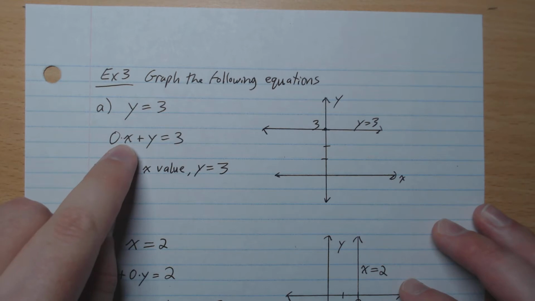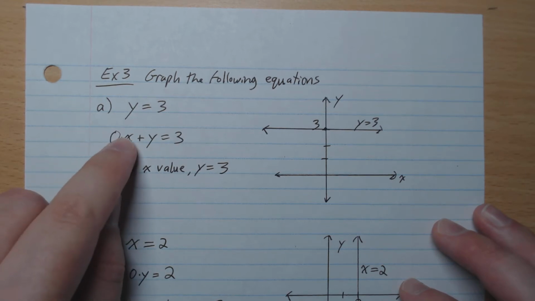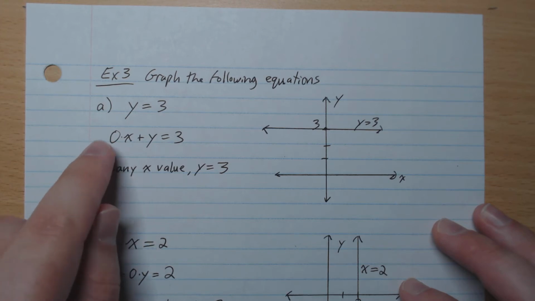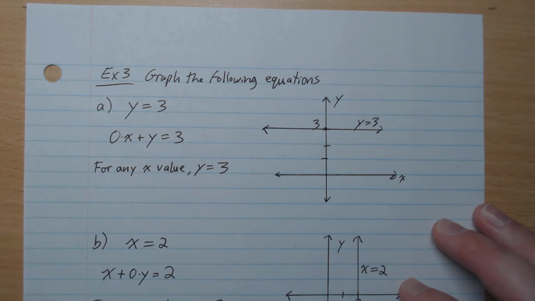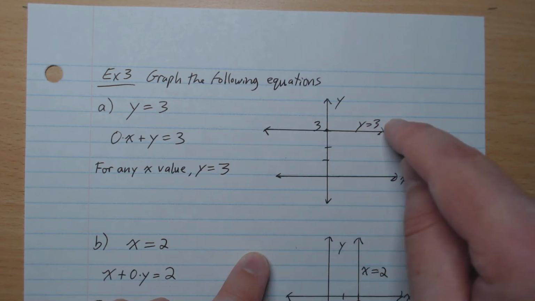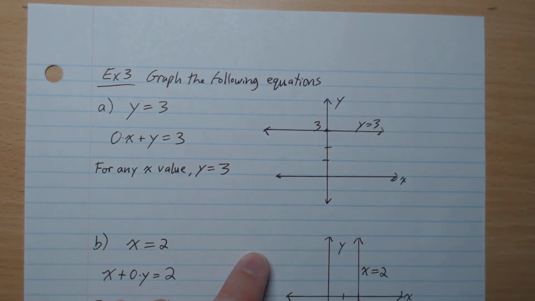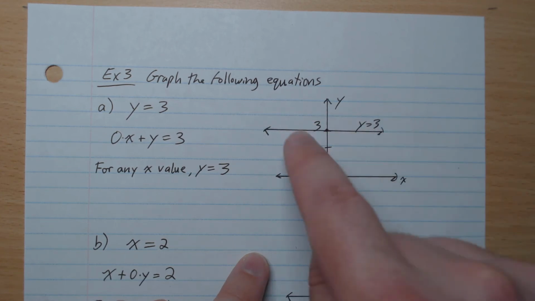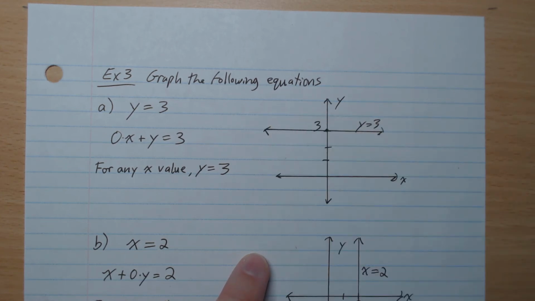So if x equals 1, 0 times 1 is 0, and y is 3. If x equals 2, 0 times 2 is 0, and we have y equals 3. So for any x value, y is always 3, like that. And so this is the line of our equation. So y equals 3 is right here.